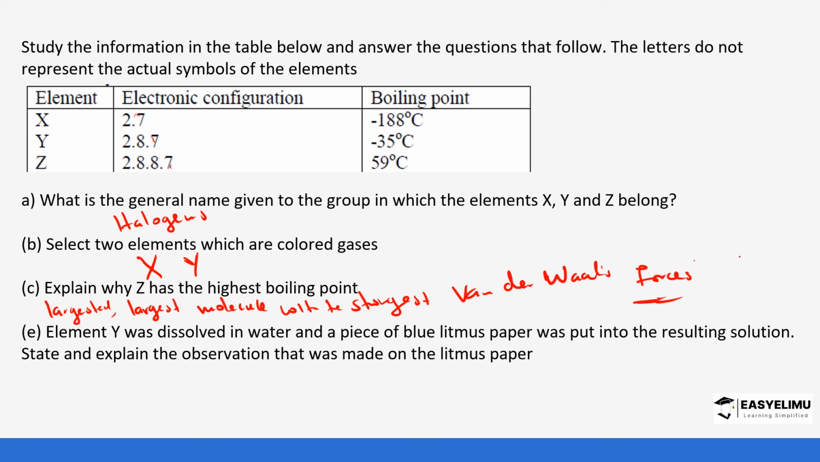And then element Y was dissolved in water and a piece of blue litmus paper was put in the resulting solution. State the observation and explain the observation. The blue litmus paper will turn red. Why? Because element Y dissolves in water to form an acidic solution.